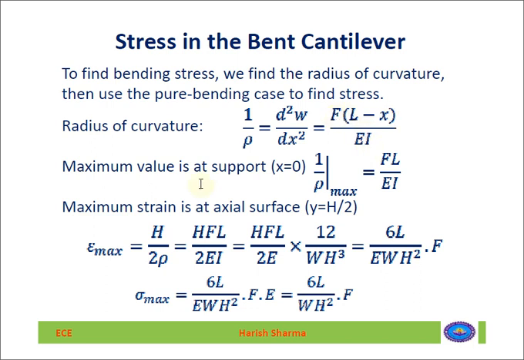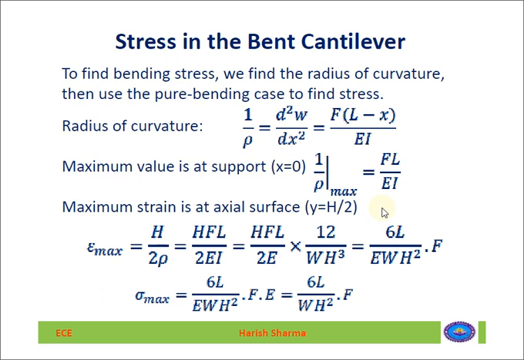The maximum value is at the support, x equal to 0, that is the fixed point. Put x equal to 0, you will get 1 upon rho equal to FL upon EI. So this is the maximum value, 1 upon rho max equals FL upon EI. Maximum strain is at the outer surface of this beam. So minimum will be at the center, and maximum will be at the surface.